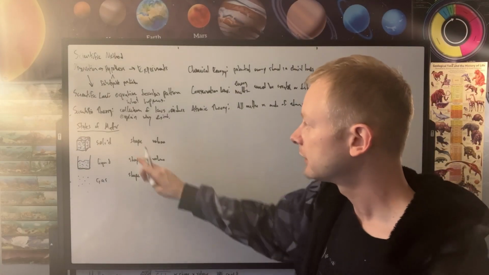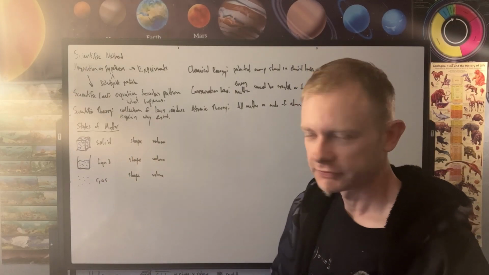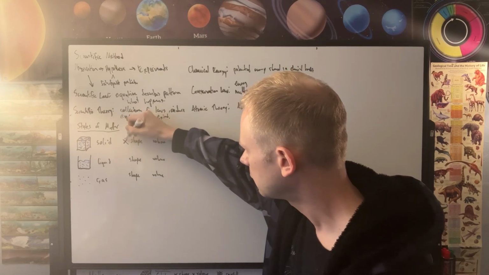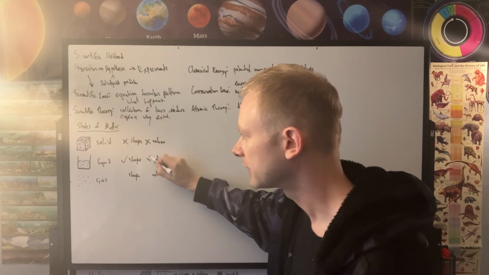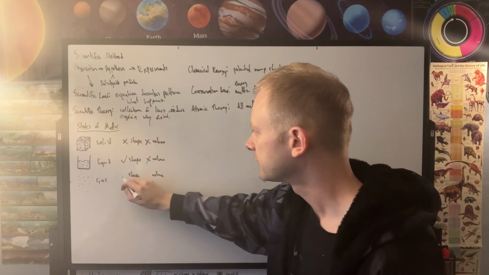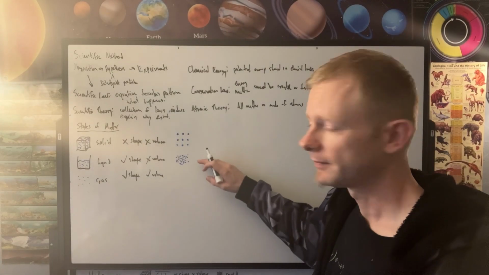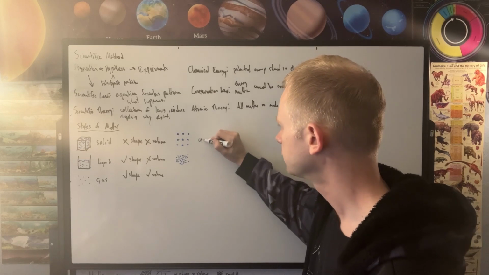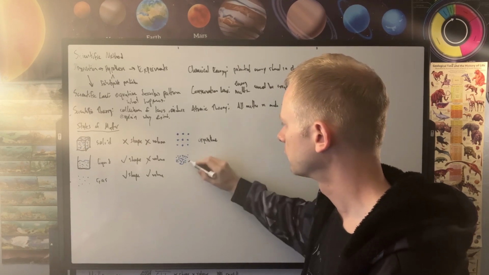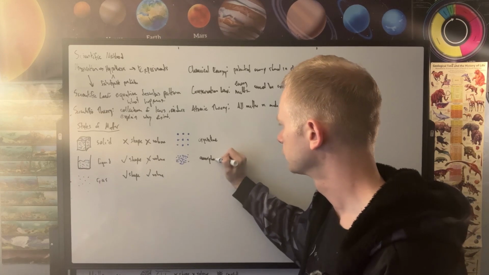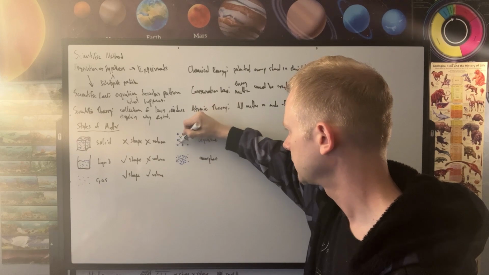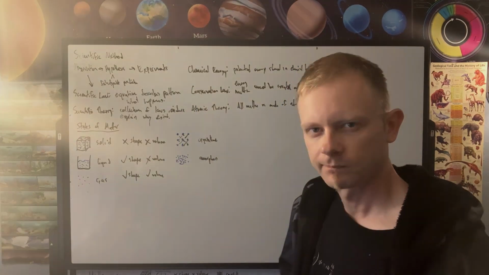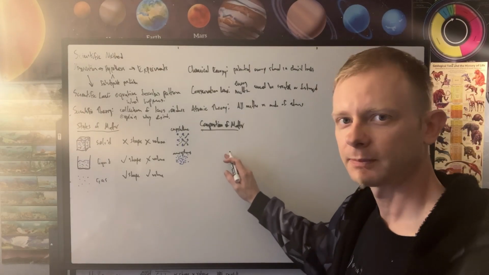Now, if we compare the shape and volume of solids, liquids, and gases, we would notice that solids can't change shape or volume. Liquids can change shape, but they can't change volume. And gas can change both shape and volume. We should also realize that most of the time, the atoms are arranged in either a crystalline or an amorphous structure. The crystalline will have really tight bonds, so it's harder to break apart.